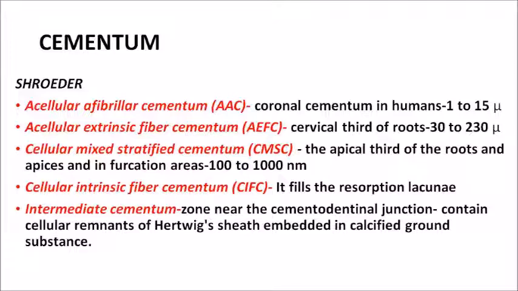Third type is cellular mixed stratified cementum. You should come apically. Acellular extrinsic fiber cementum was in the cervical third, but cellular mixed stratified cementum is seen in the apical third of the root and in the furcation area of the multi-rooted teeth. Thickness is 100 to 1000 micrometers. Again, a very big range, but easy to remember, right? 100 to 1000 is its thickness.